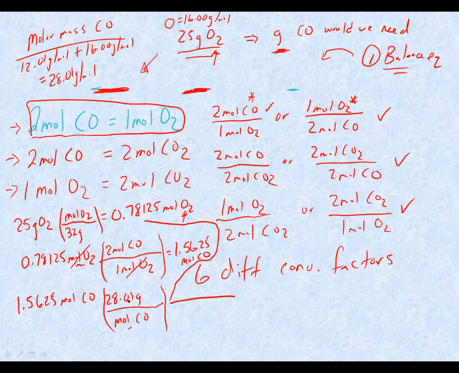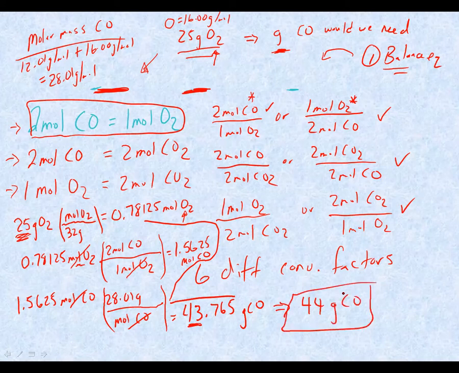That's going to get rid of the moles. And we will end up with, grab a calculator here, 1.5625. And it looks like we will end up with 43.765 grams of CO. And now to answer your question, Grace, the only number that we had to start with was 25, which is 2 sig figs. So this probably should round to 2 significant figures, and something like 44 grams of CO would be the answer in that particular case. Any questions on any of those steps?